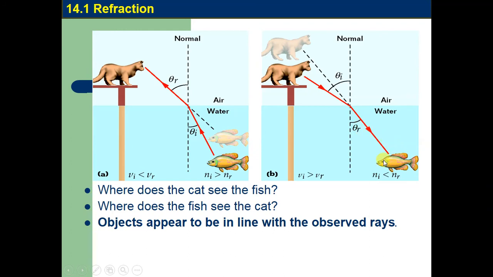Okay, because we said girls, always the brain believes that this ray has traveled in a straight line, so the object appears in line with the observed ray. We think that this is the source and not this the source. Okay, so we call these virtual images.